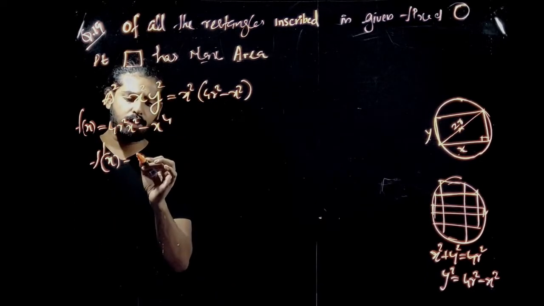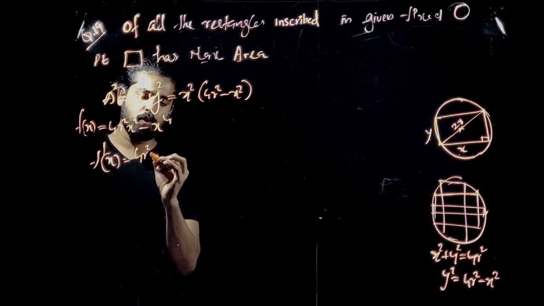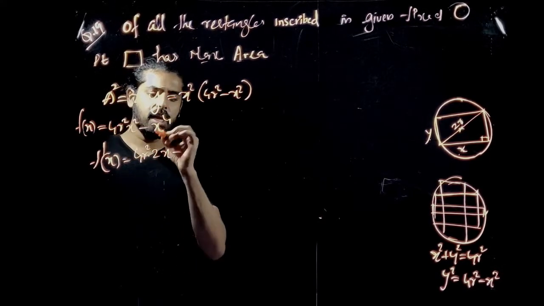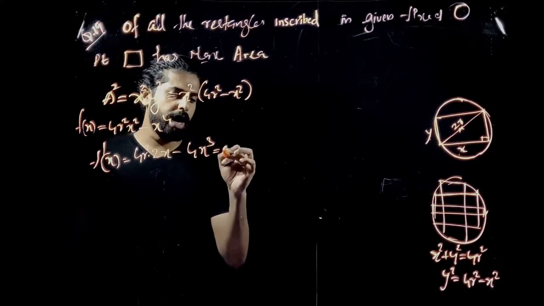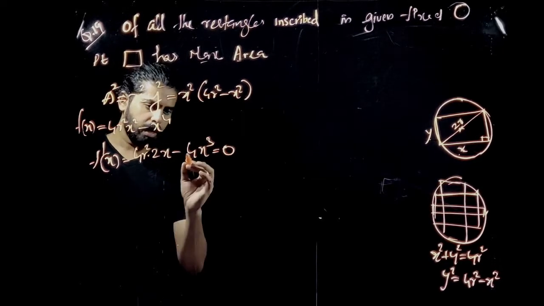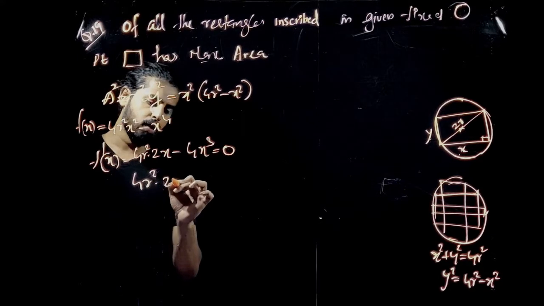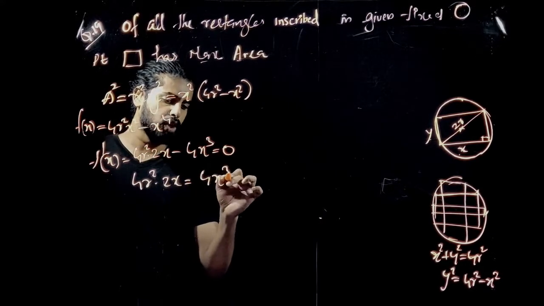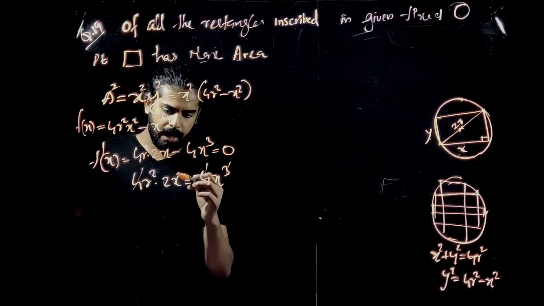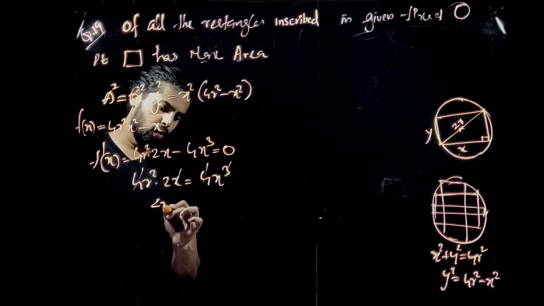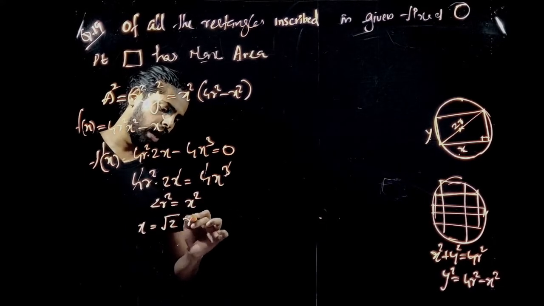So 4r square is constant, multiplying this derivative of x square, which is 2x. So 4r square into 2x minus derivative of x raised to 4 is 4x cubed. So derivative is over. Let's equate with 0 and solve this. Let's take 4x cubed to this side. So 4r square into 2x is equal to 4x cubed. Cancelling this 4 and 4, and this x cubed and x, what remains is 2r square is equal to x square, and x is equal to root 2r.